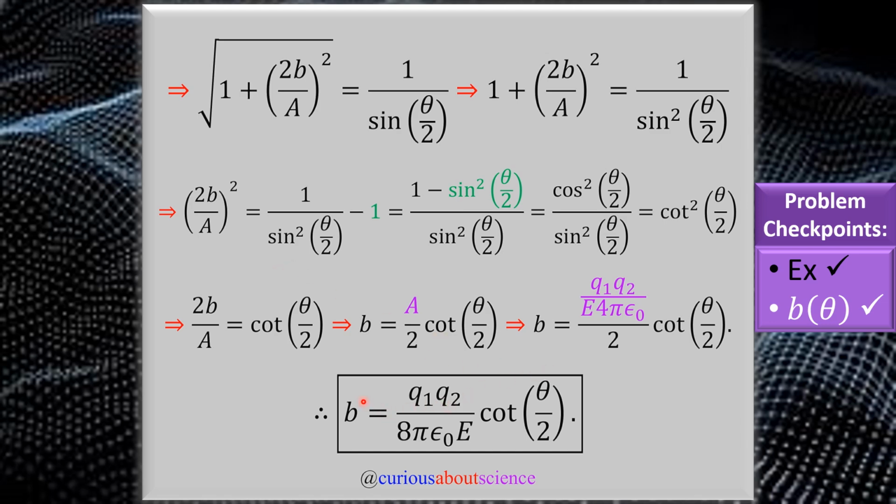But we see here, all that work to have something that's nice and neat, that's pretty darn cool. Q1, Q2 over 8 pi epsilon naught E with the energy that we have, that's pretty awesome. So, now that we have this, the rest of the problem is going to be quick and easy. Let's get to it.